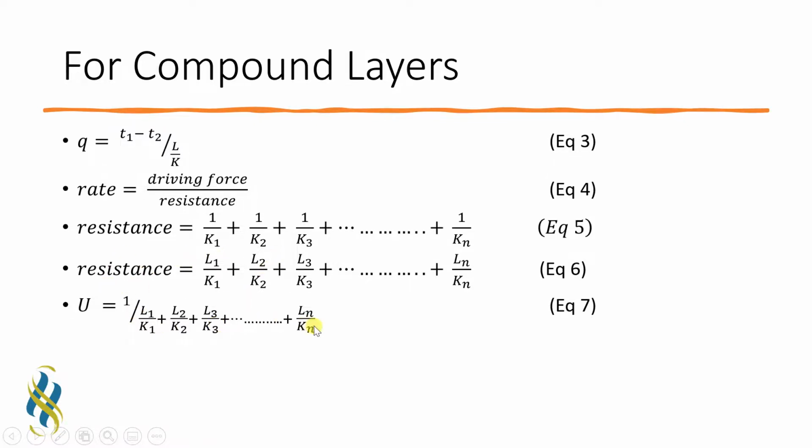To calculate the heat transfer, U is used instead of K over L in equation 2, and it can be expressed as Q is equal to UA(T1 minus T2).